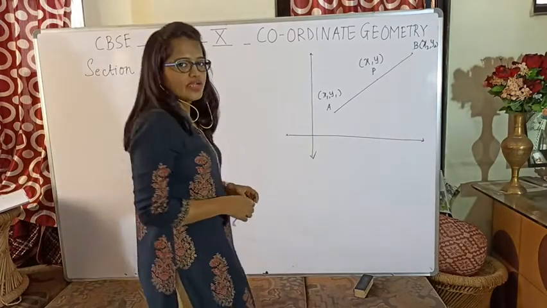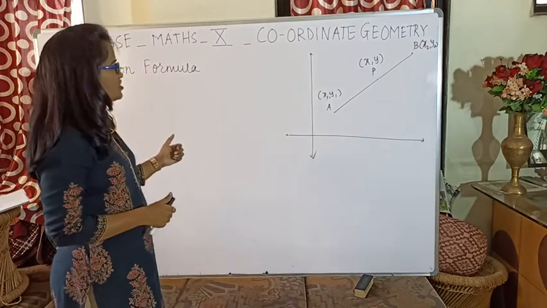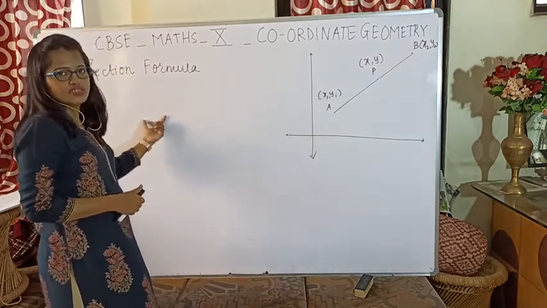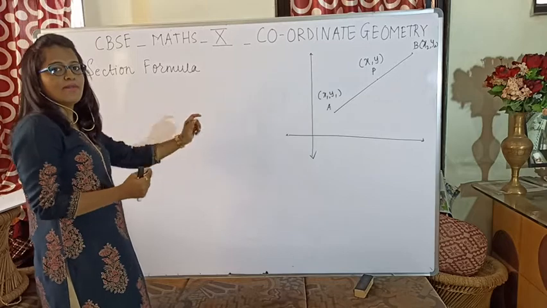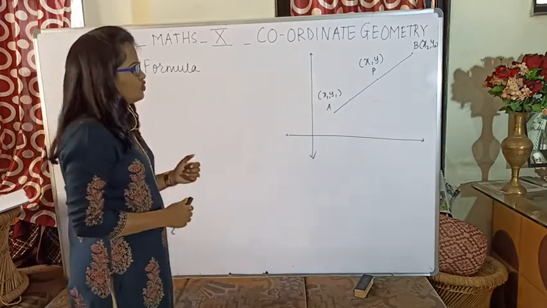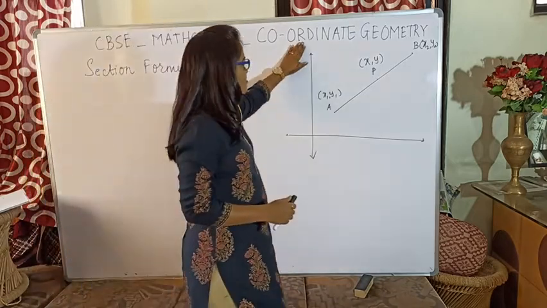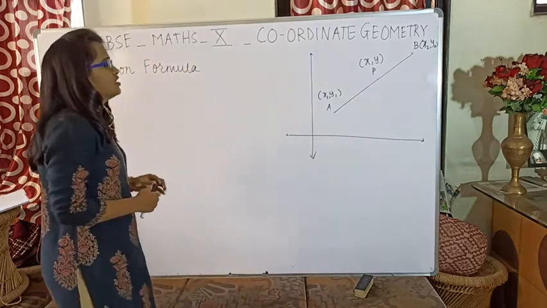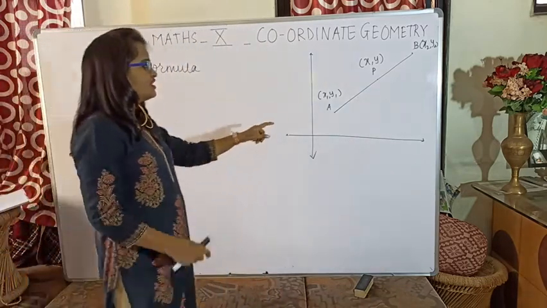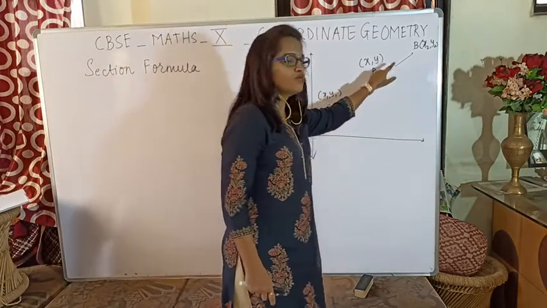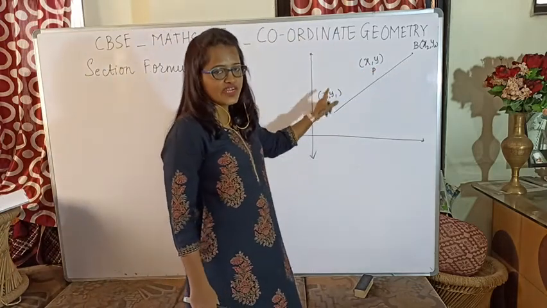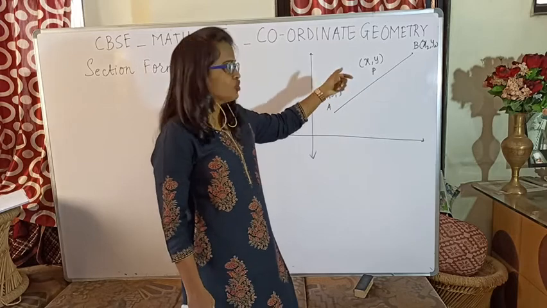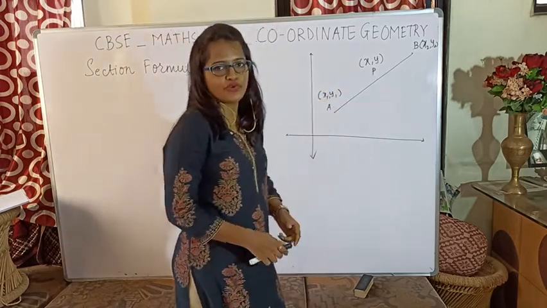Now let us look at the next formula from this section, that is the section formula. Section means the parts. So in this heading, we have to see what happens if a line is provided to you and there is one point on this line which is dividing the line into different sections. What will be the coordinates of that point?